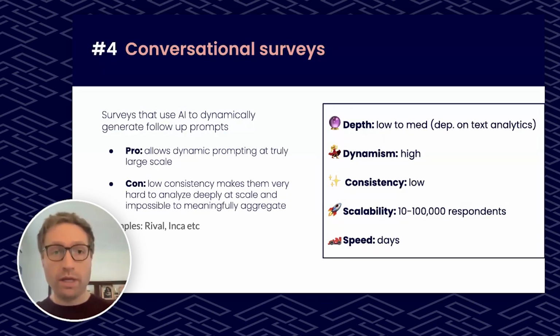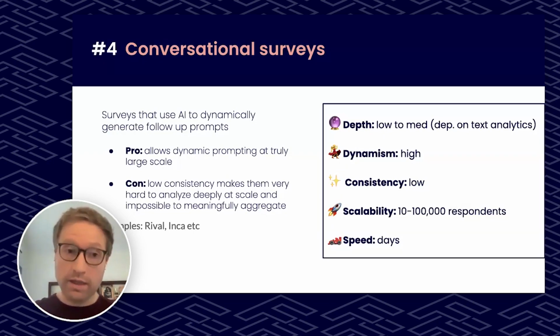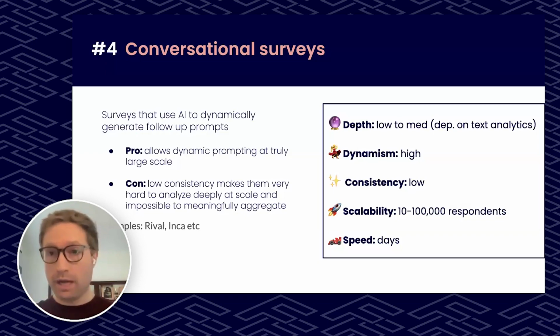So again, the pro here is potentially dynamic prompting at a really large scale. So if you could, in theory, implement this in an enterprise churn survey that's doing tens of thousands of responses a month, and dynamically probe for why people are canceling, right? That could be a potential application here. You also could do it at a more normal scale as well.